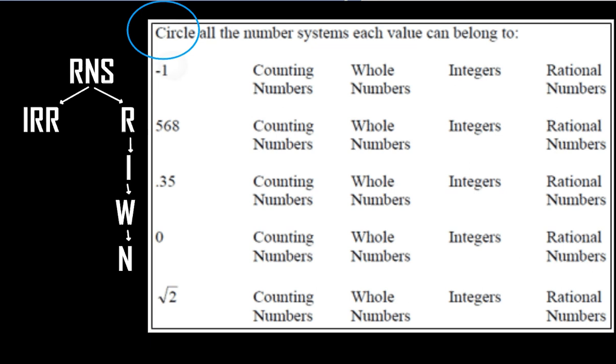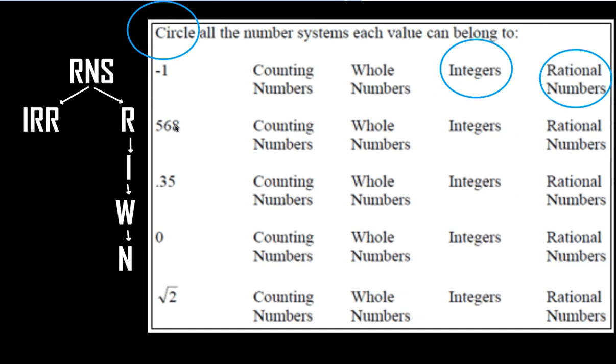However, it is an integer, and so we can drag this over. There we go. It is an integer, and it is also a rational number. So again, you can select multiples for each value, but you want to make sure they are accurate.